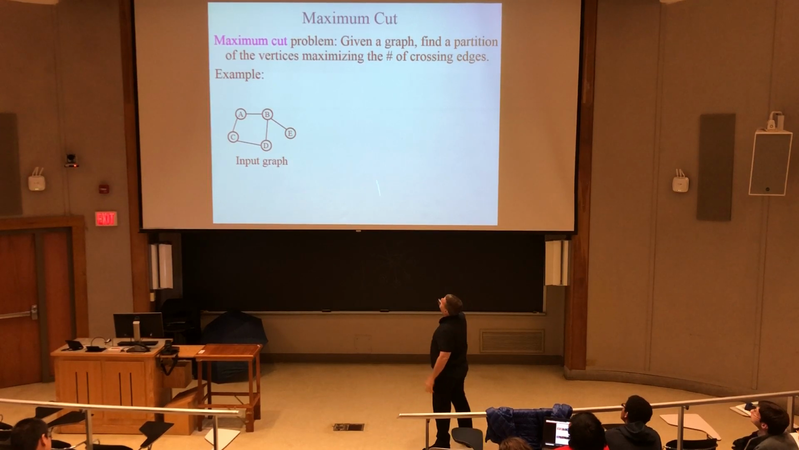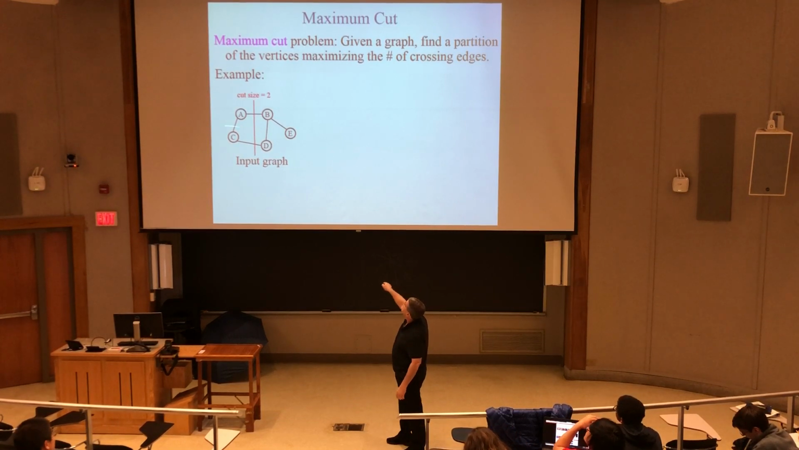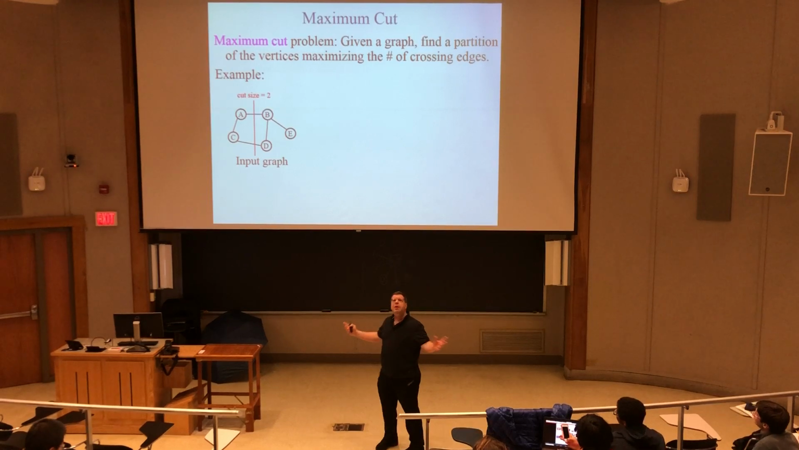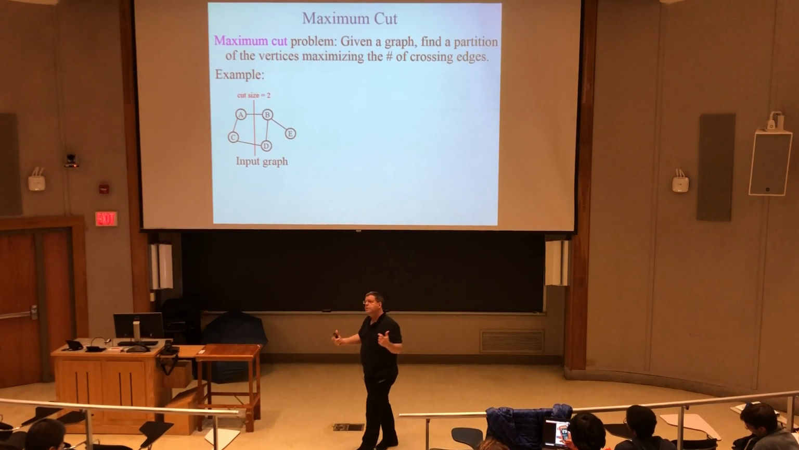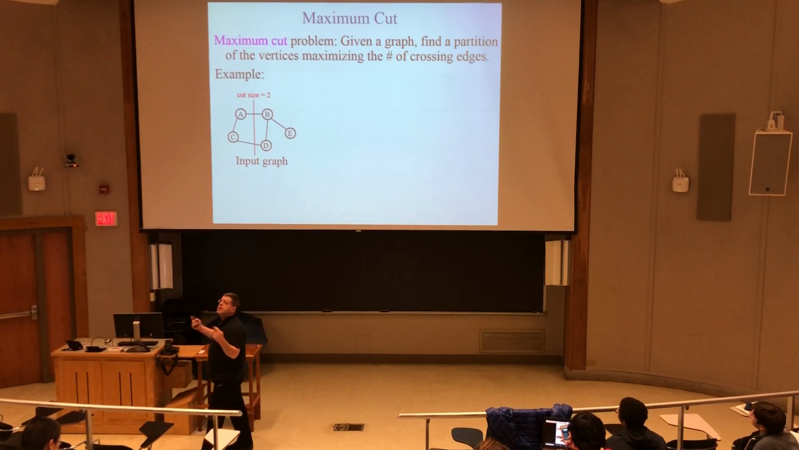Maximum cut. You have a graph, and what you want to do is find a partition of this graph into 2 subsets of nodes, and the cut size is the number of edges crossing the cut. So you want to maximize the cut size. You want to partition the graph into 2 subsets of nodes such that the greatest number of edges cross the cut.